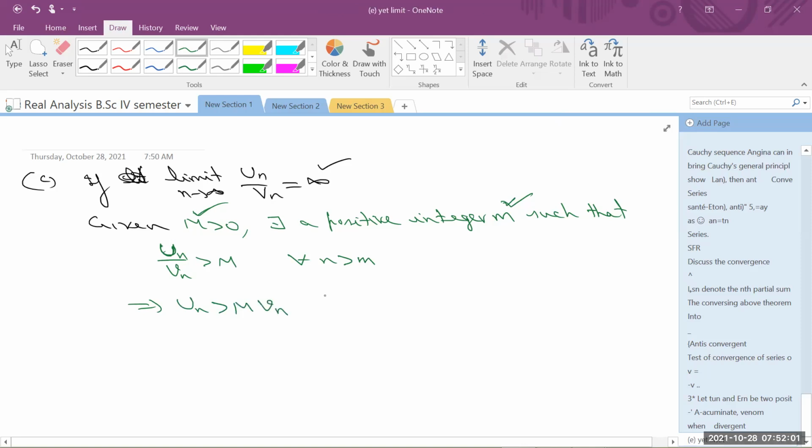Now again use the comparison test, first second form, for every n greater than m. That if this one is unbounded, then its SOPS will be unbounded, and the sequence of partial sum of the series un is also going to be unbounded. So this implies that since series Vn is divergent, this implies un is also divergent.